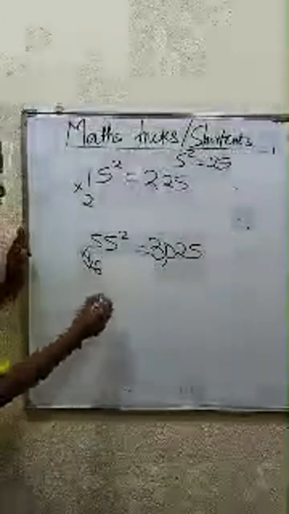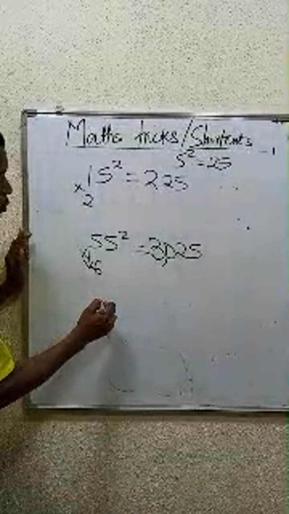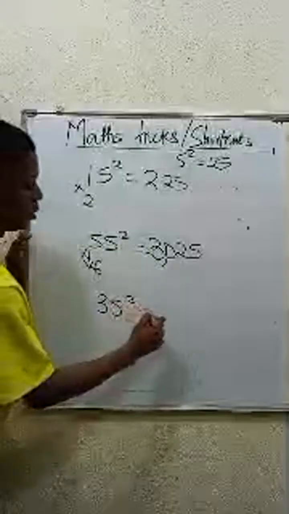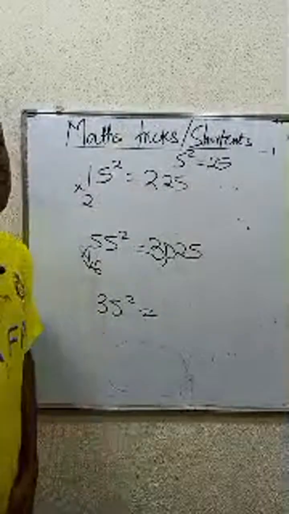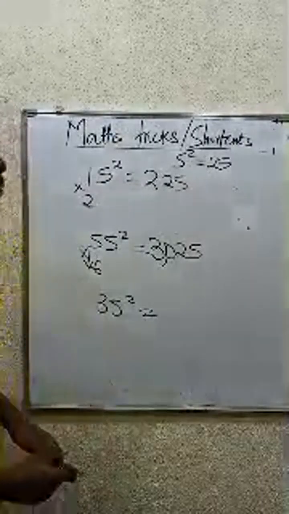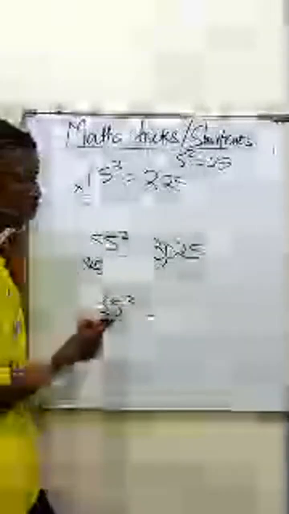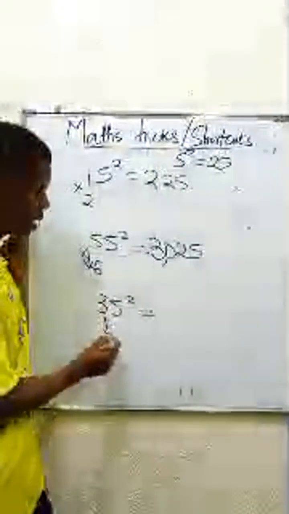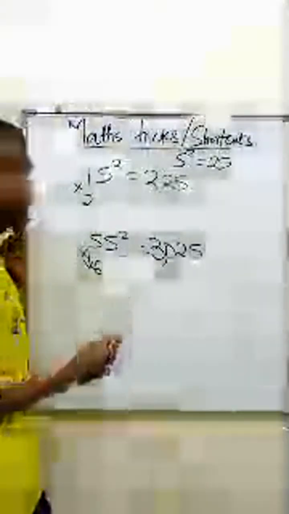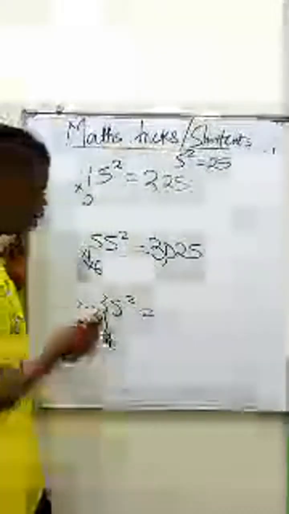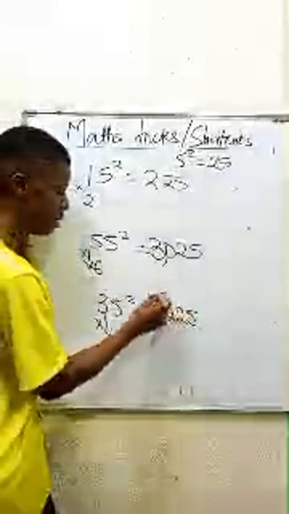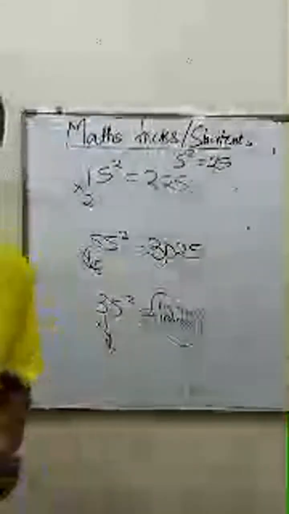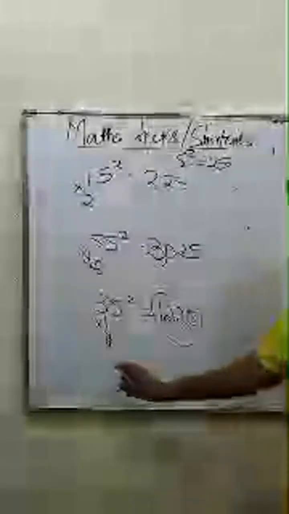Okay, then we'll look at the next one on our list, 35 squared. How can you get 35 squared? It is very, very simple. The next number after 3 is 4. Then do 3 times 4. What's 3 times 4? 3 times 4 is 12. Write 12. Then 5 squared is 25. So that becomes the answer. So the answer is actually 1,225.